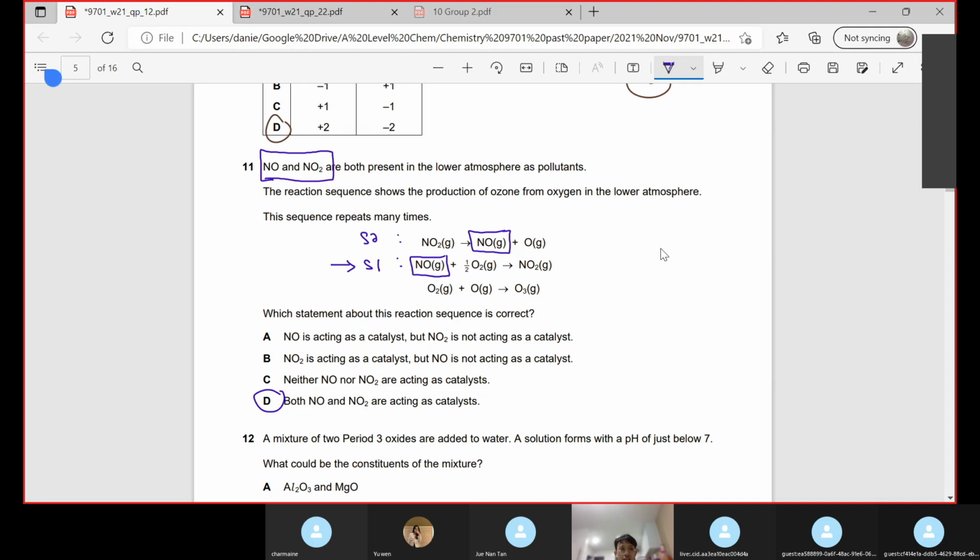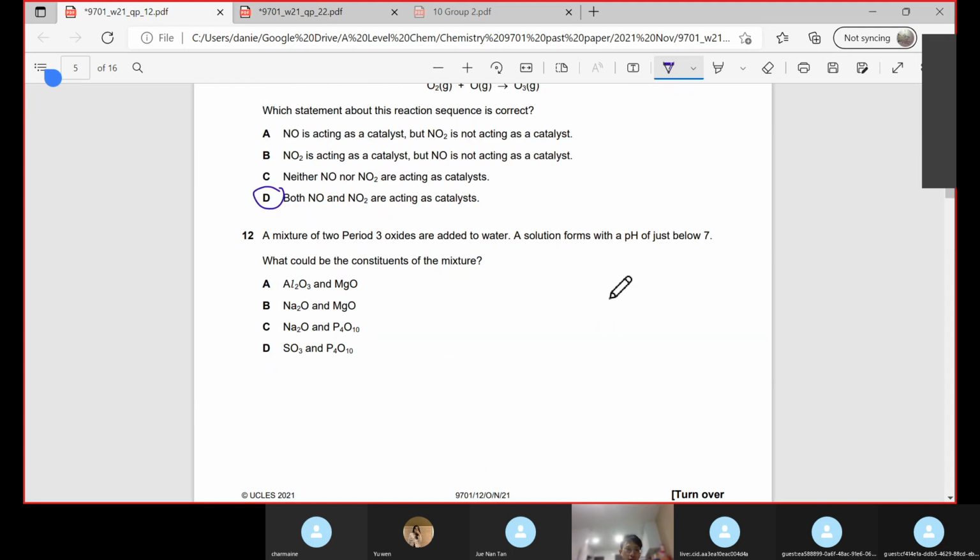Okay, so it actually depends on how you look at it. There are 2 ways for us to look at it. Then it means both are catalysts. Okay, both are catalysts. Okay, 12. 12, the answer is C.